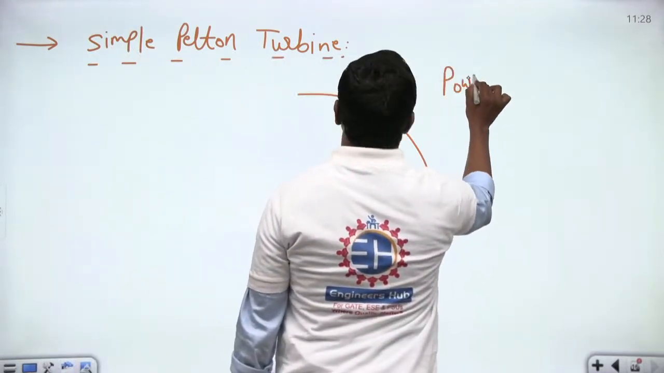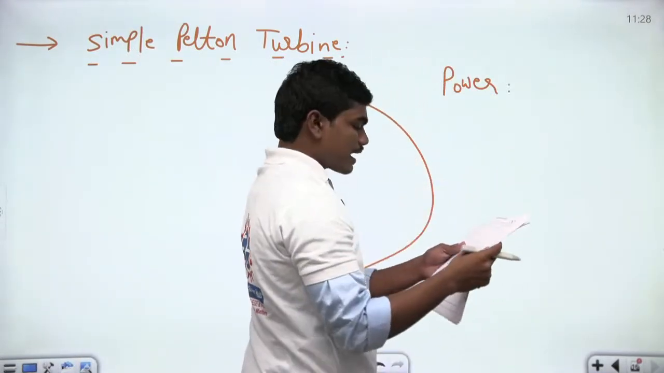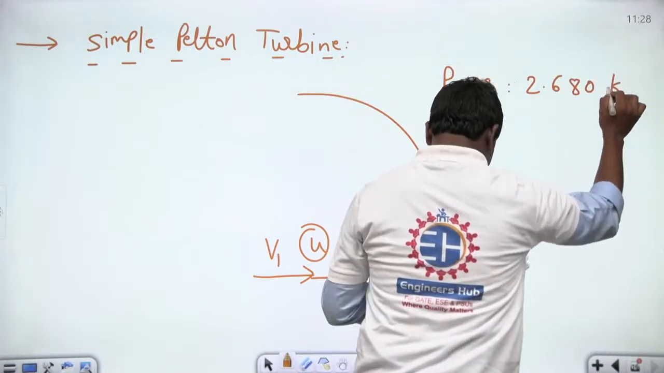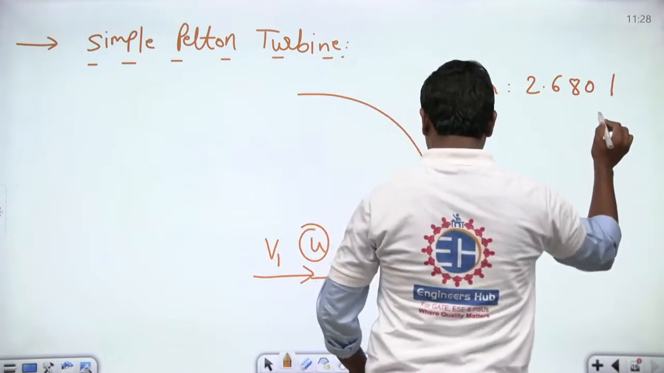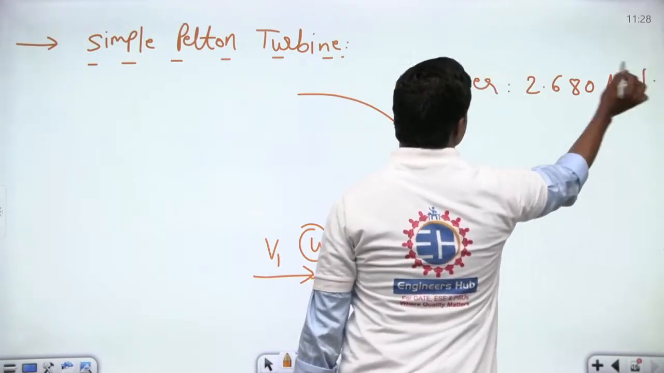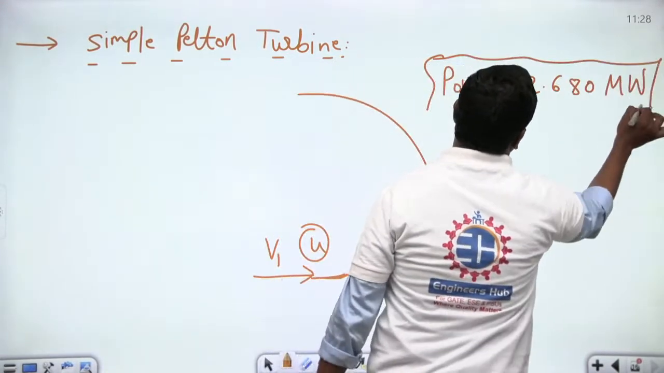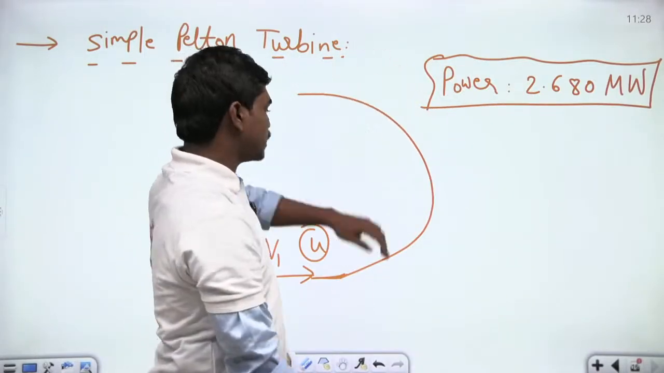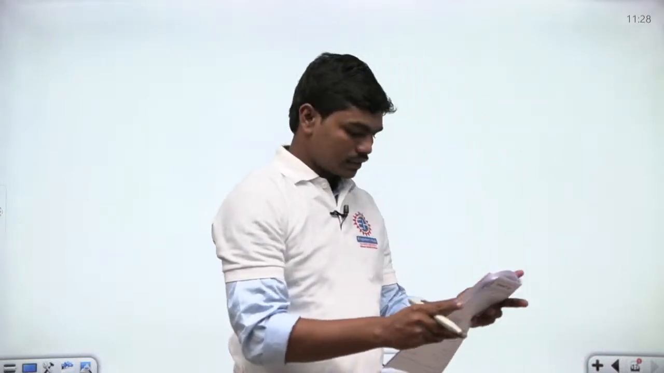So they are asking you for finally the power developed by this Pelton wheel. So the power value, if you make quick calculations, this is nothing but 2.680 kilowatts. It's megawatts, sorry. This is in megawatts. So this is the power developed by the Pelton turbine for the given situations in the exam. So definitely this is the answer. 2.680 megawatts is the answer for the simple Pelton turbine.